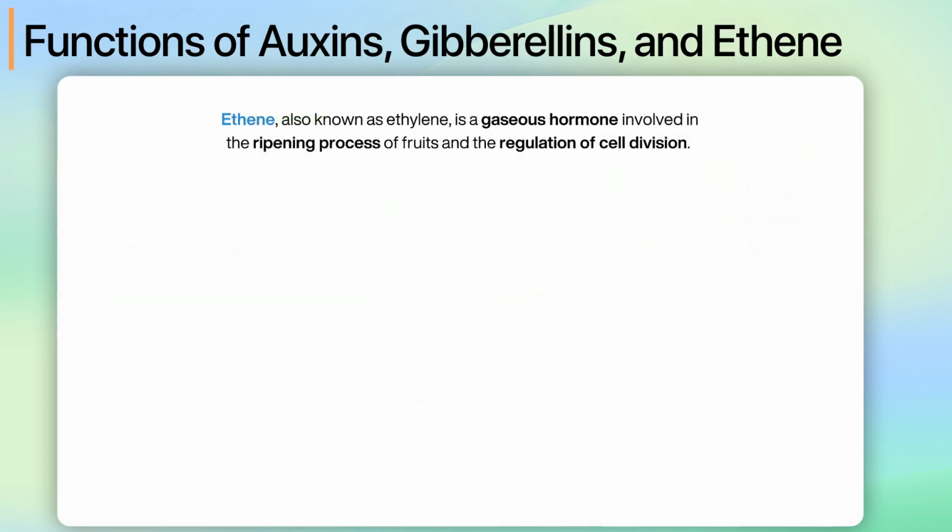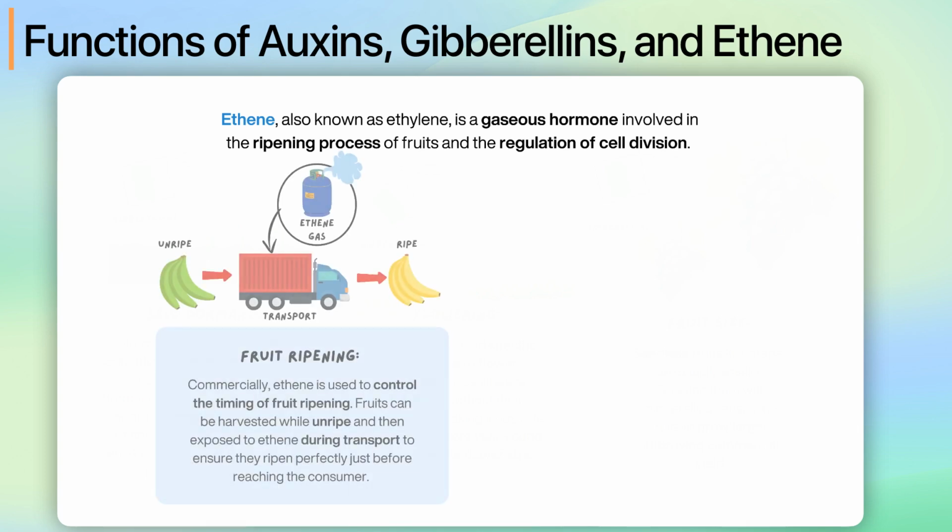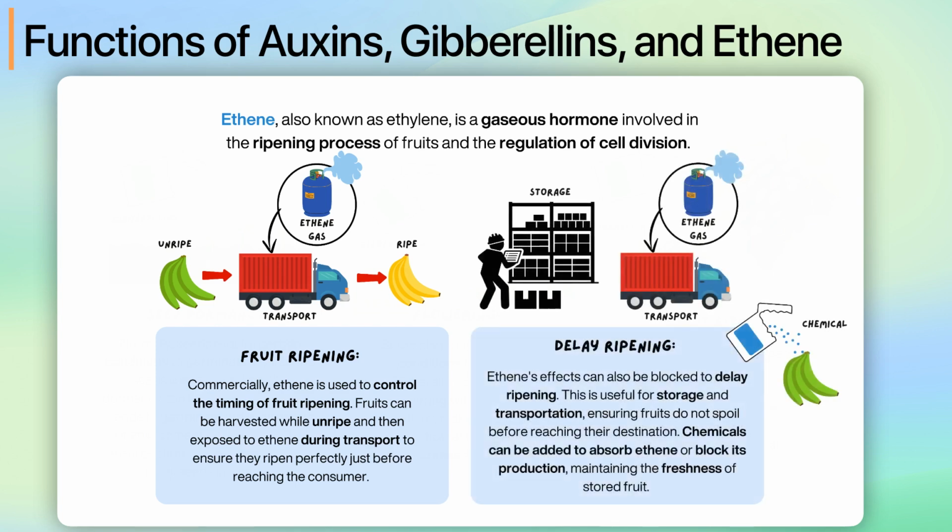Ethylene is a gaseous hormone involved in the ripening process of fruits and the regulation of cell division. Commercially, ethylene is used to control the timing of fruit ripening. Fruits can be harvested while unripe and then exposed to ethylene during transport to ensure they ripen perfectly just before reaching the consumer. Ethylene's effects can also be blocked to delay ripening. This is useful for storage and transportation, ensuring fruits do not spoil before reaching their destination. Chemicals can be added to absorb ethylene or block its production, maintaining the freshness of stored fruit.